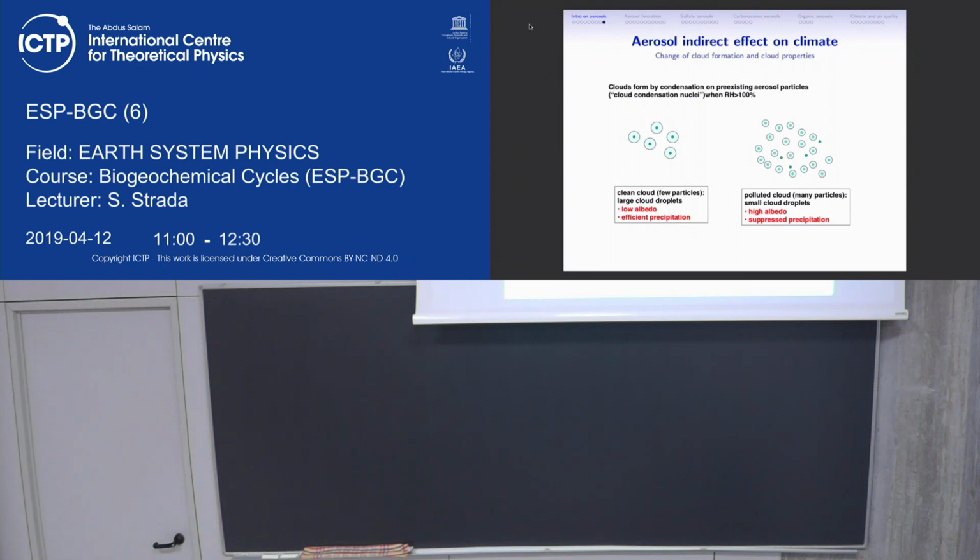So in this way, by having more and more aerosol, through this so-called indirect effect, they influence climate because they can change, for example, precipitation and as well the albedo of the Earth system by changing the cloud albedo.